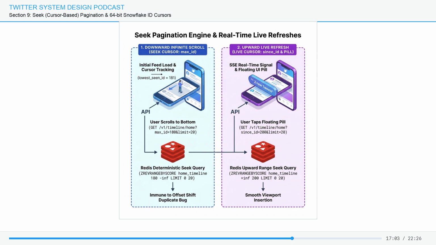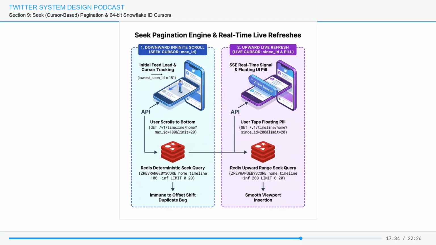But in a real-time feed with 58,000 writes a second, using offsets is like telling someone to bookmark page 20 in a novel, but a ghost is constantly pasting new pages into the front of the book. Exactly. Everything shifts downward. If I'm looking at tweet number 20 and 5 new tweets arrive at the top of my feed while I'm reading, my old number 20 is now technically number 25. So if I scroll down and the app asks the database for the next 20, it's going to give me duplicate tweets I've already read. It creates a terrible, glitchy user experience.